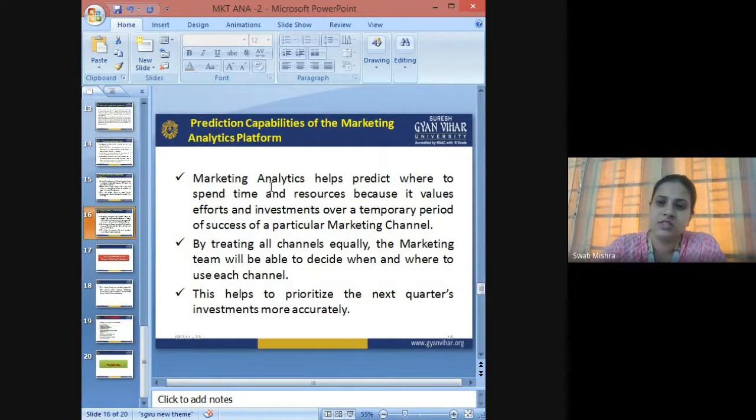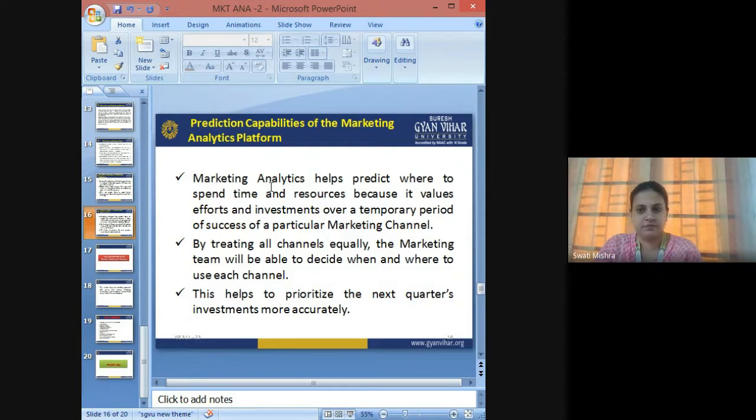The next is the prediction capabilities of the marketing analytics platform. Marketing analytics basically helps you to predict where to spend time and resources, because it values the efforts and investments over a temporary period of success of a particular marketing channel.